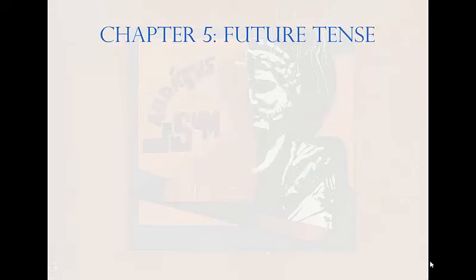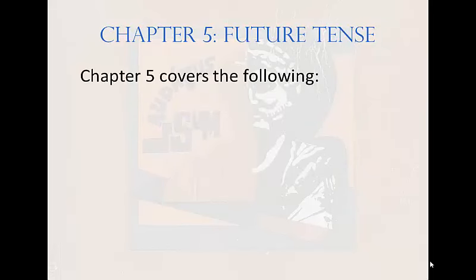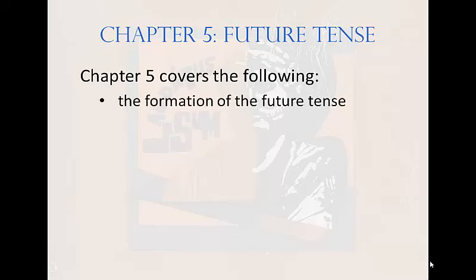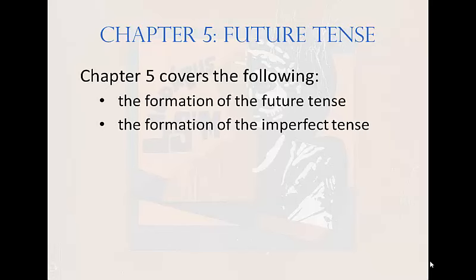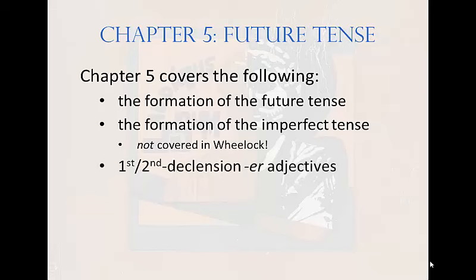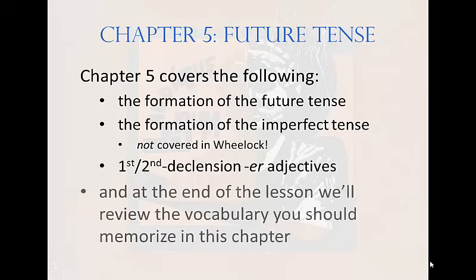Chapter 5, the future tense. Chapter 5 covers the following: the formation of the future tense, the formation of the imperfect tense, which is not covered in Wheelock, and first and second declension ER adjectives. At the end of the lesson, we'll review the vocabulary you should memorize in this chapter.